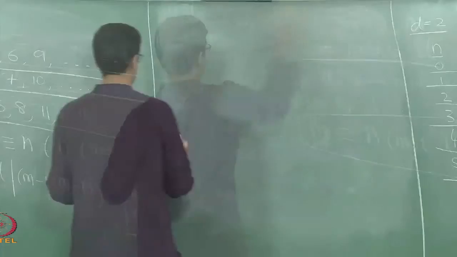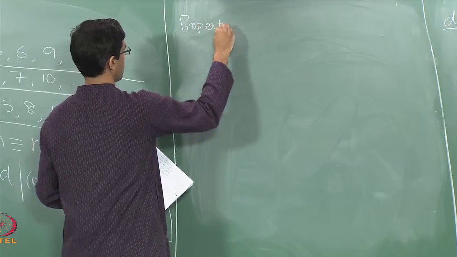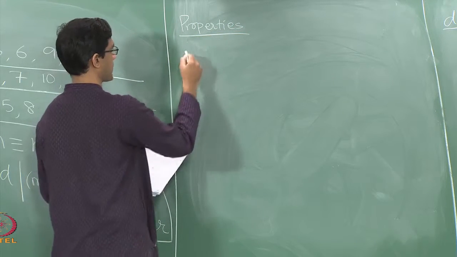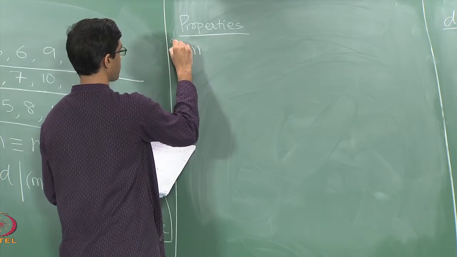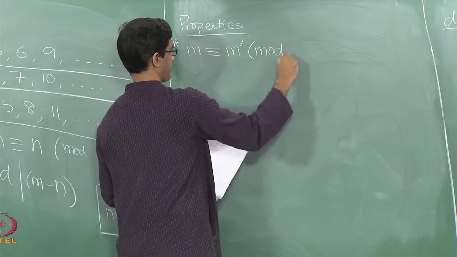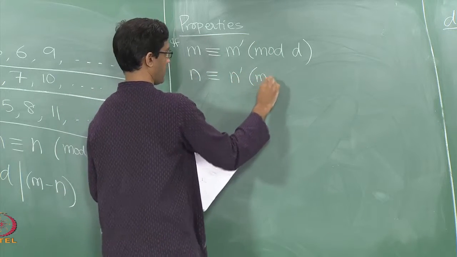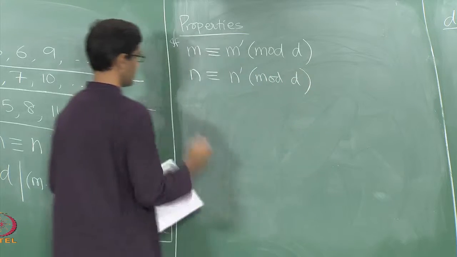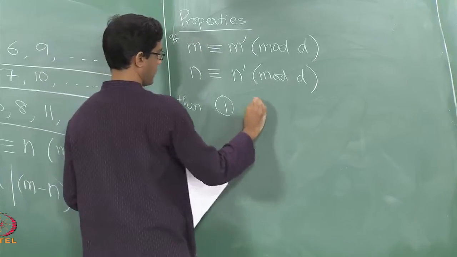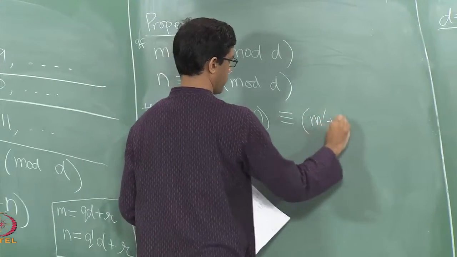So that's the sketch of the proof why when two numbers are congruent to each other, their difference is divisible by d. And there are lots of other interesting properties of congruences, so let me just single out a few of them, specifically related to addition and multiplication. So if m is congruent to m prime mod d, and let's say n is congruent to n prime mod d, then here's what I can say: the sum of these two numbers m and n is congruent to the sum of the other two numbers m prime and n prime.